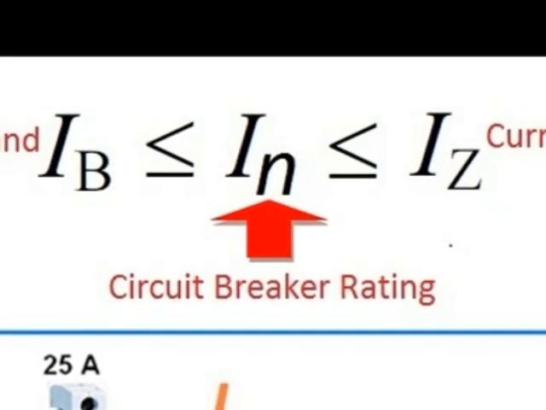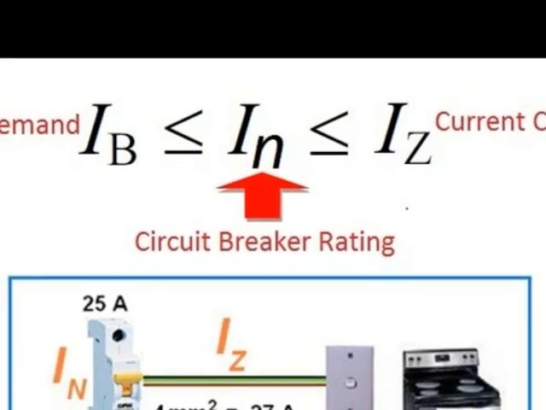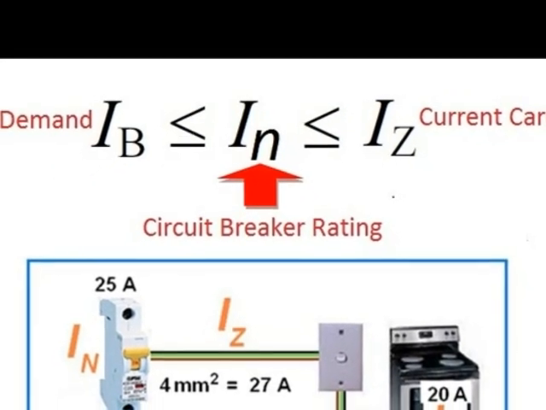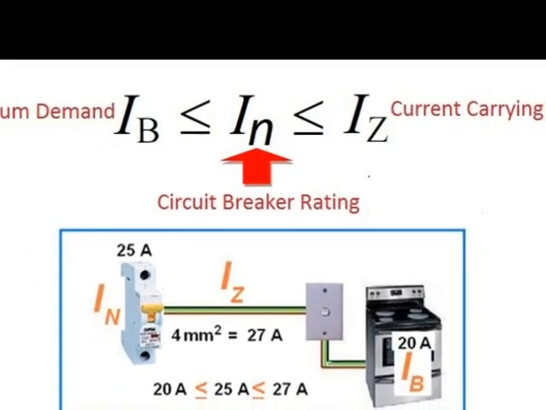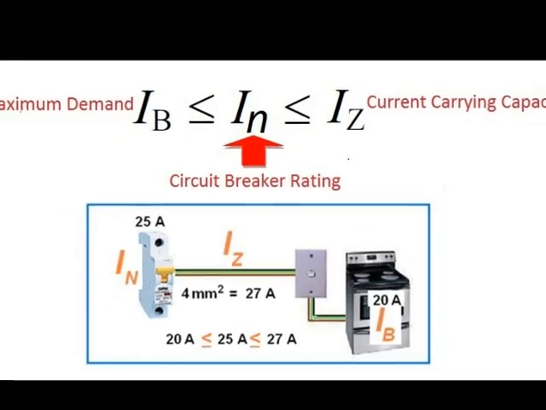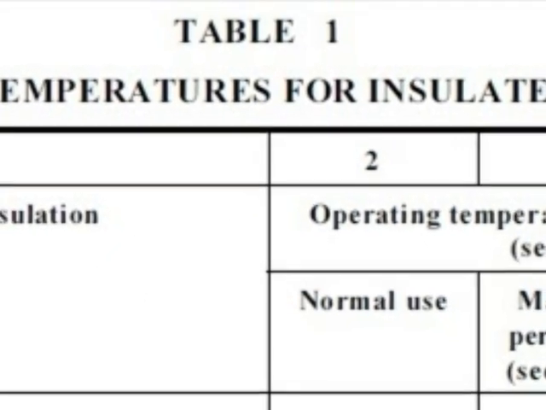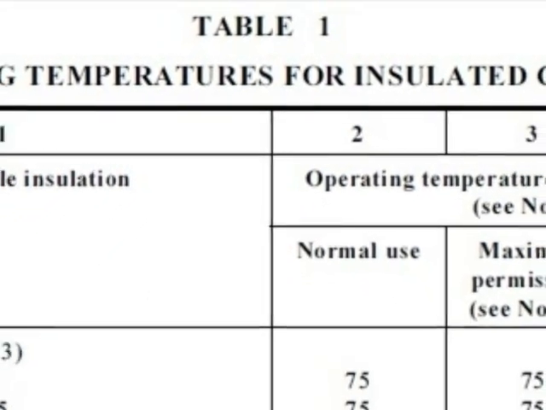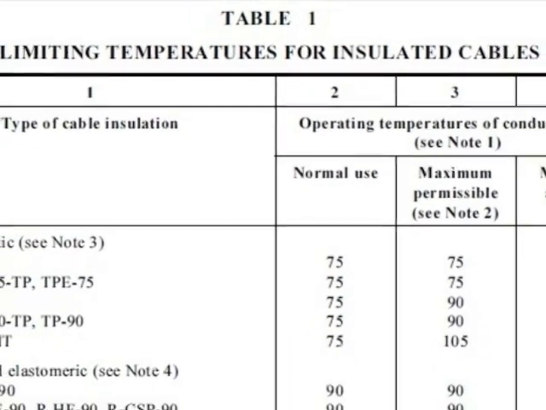We have to ensure that the maximum demand or current draw is less than or equal to the current carrying capacity. From our previous studies looking at circuit protection, we also know that the circuit breaker rating IN has to be also less than the current carrying capacity of the cable. Table 1 provides us with the normal operating temperatures for the various cables that we'll use for the tables for cable selection.